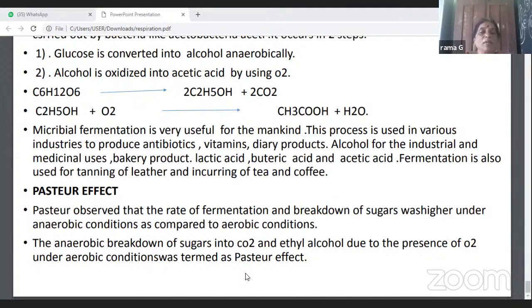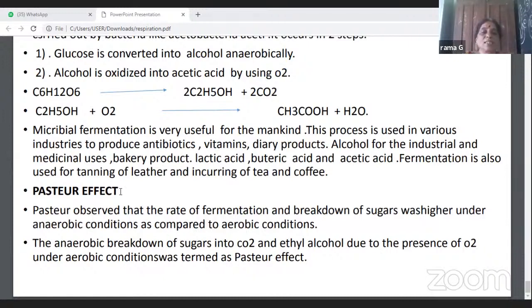So by this we can understand that microbes play an important role in releasing energy also. That's why microbes are utilized in different industries. And the anaerobic breakdown of sugars into carbon dioxide and ethyl alcohol, with the presence of O2 under aerobic conditions, was termed the Pasteur effect.